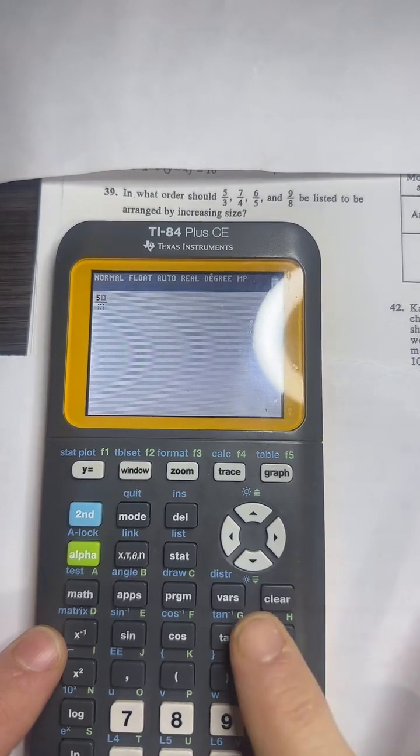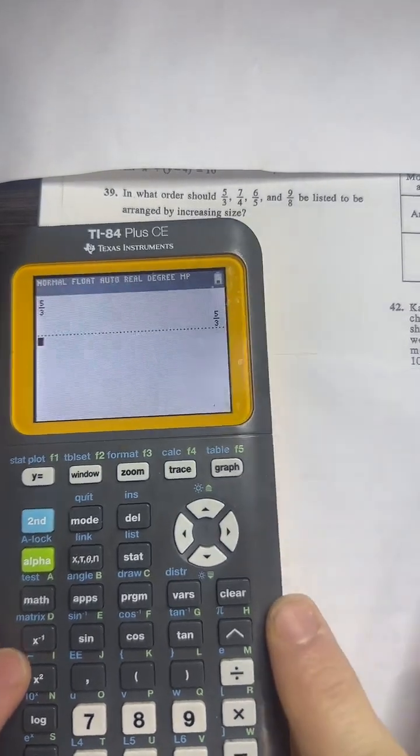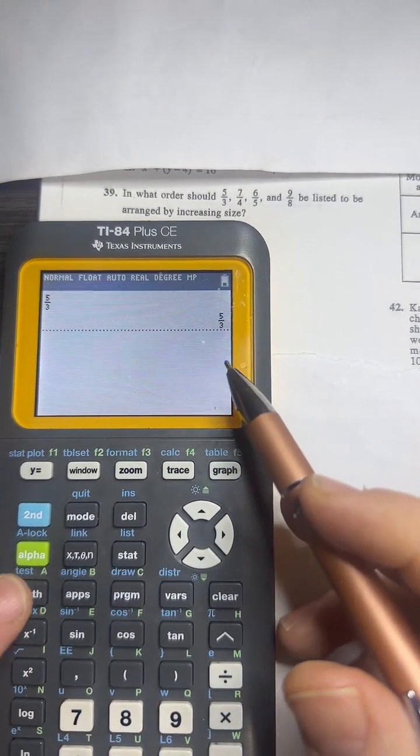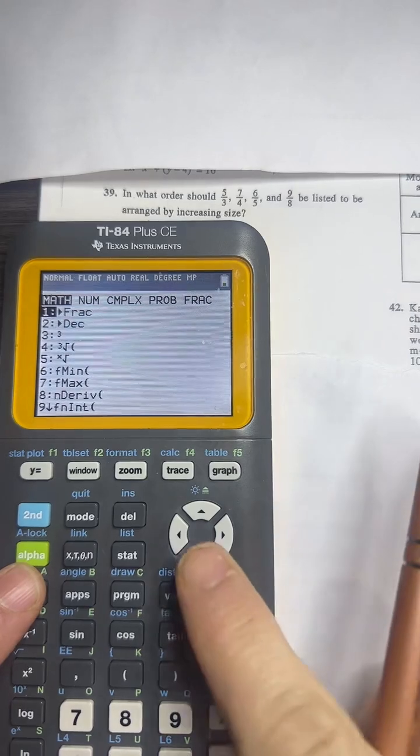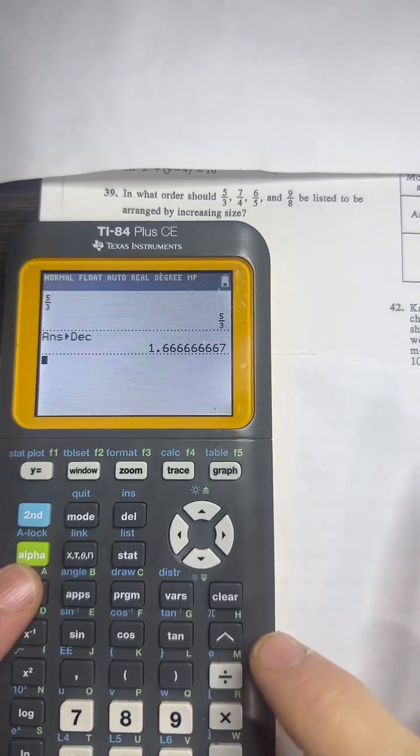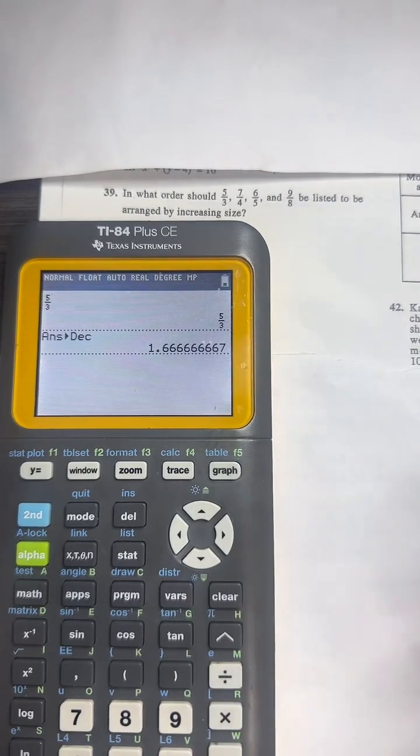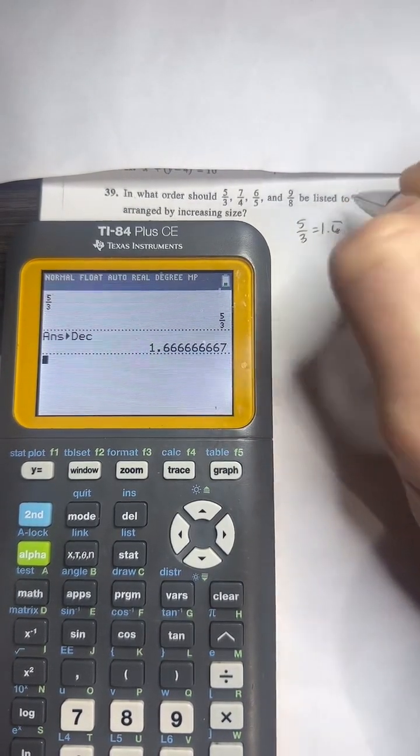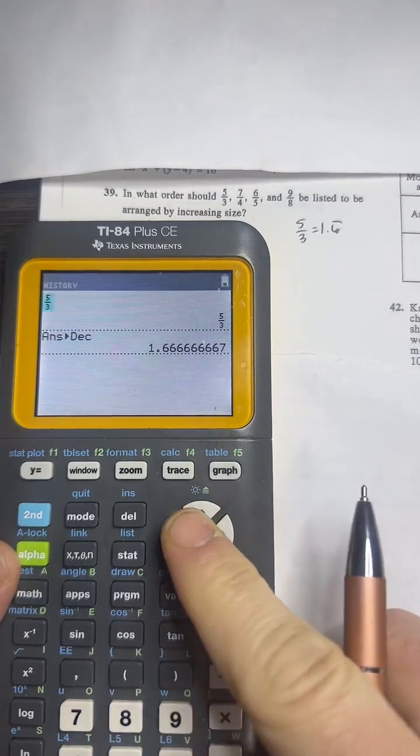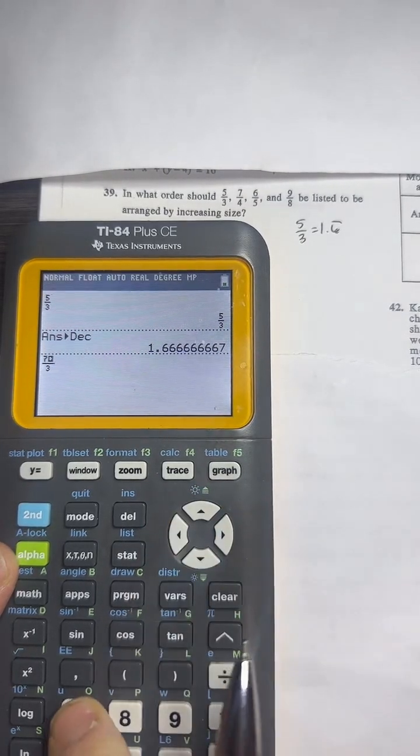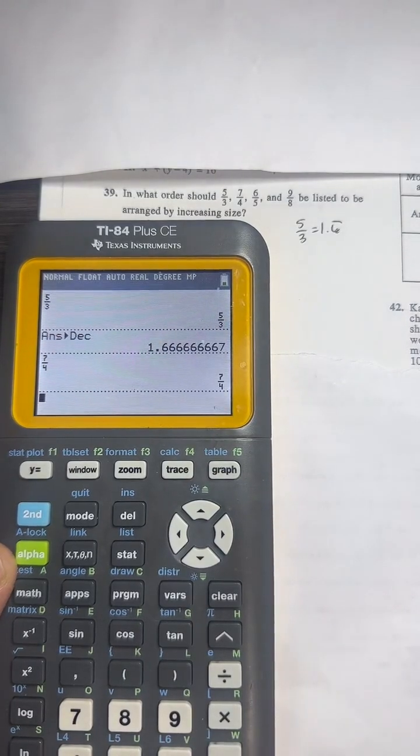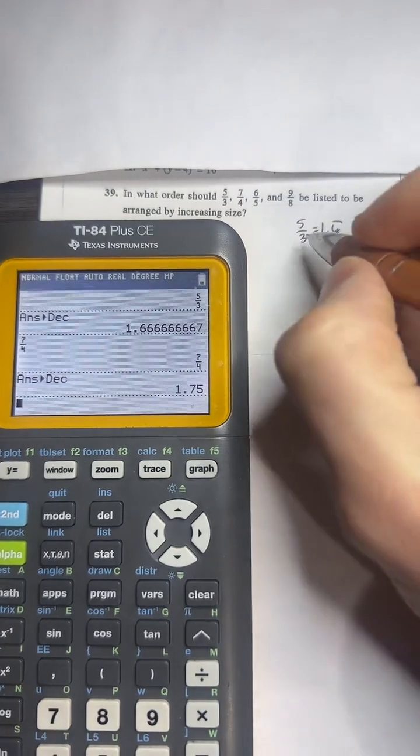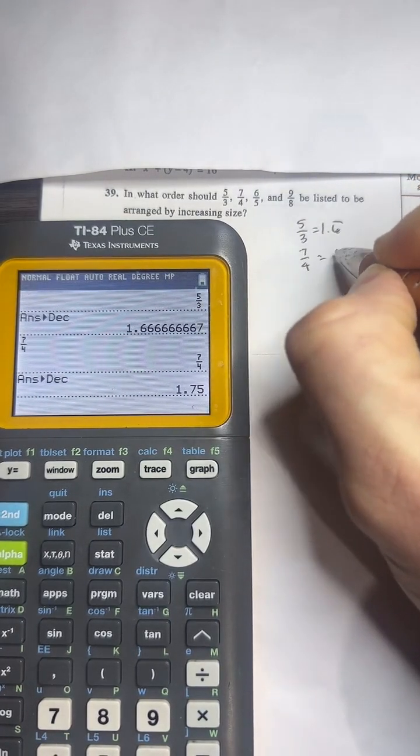So I'm going to put in 5 over 3. It's going to give me the answer as a fraction. But if I push math, and then decimal, it gives me that as a decimal. That makes everything much easier. So 5 over 3 is 1.6 repeated. Now I'm going to do the same thing with 7 over 4, and push that into a decimal. 1.75. So it makes it a lot easier to compare.